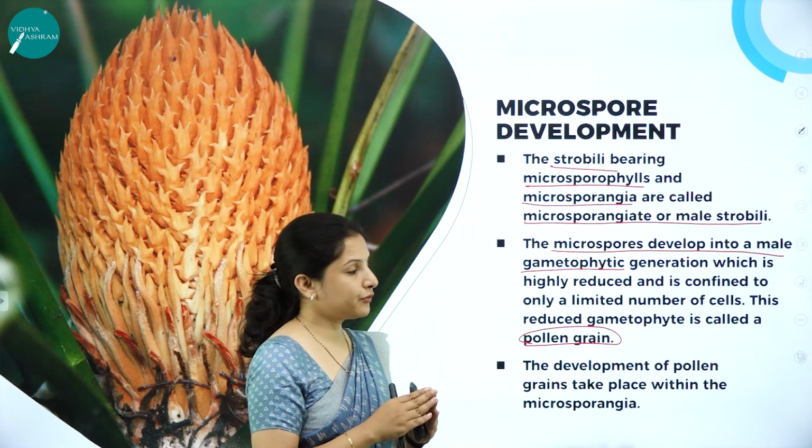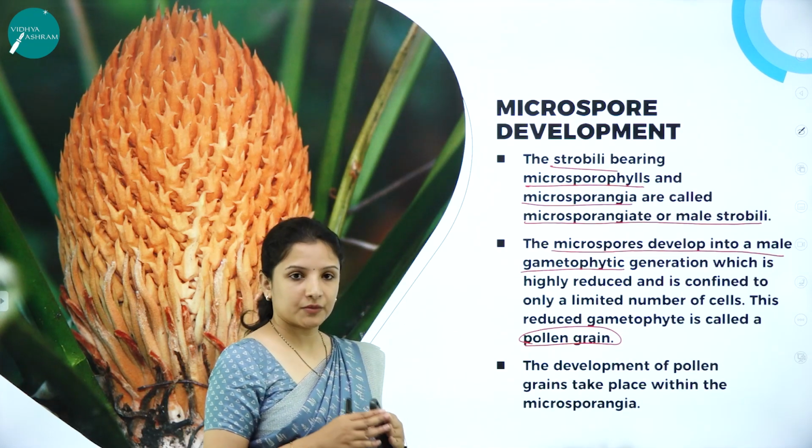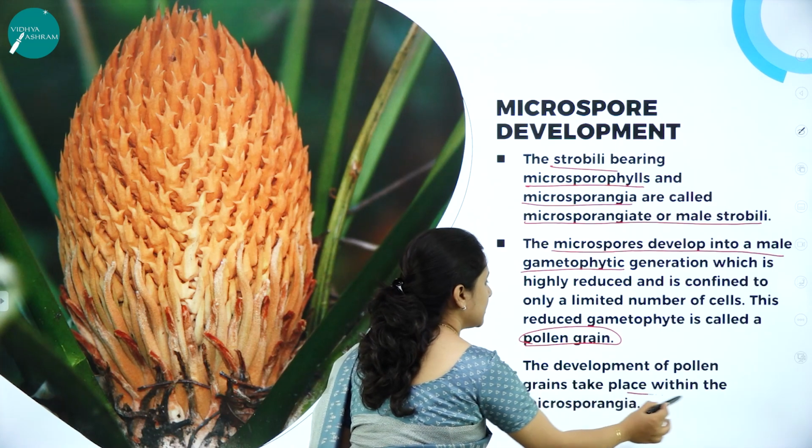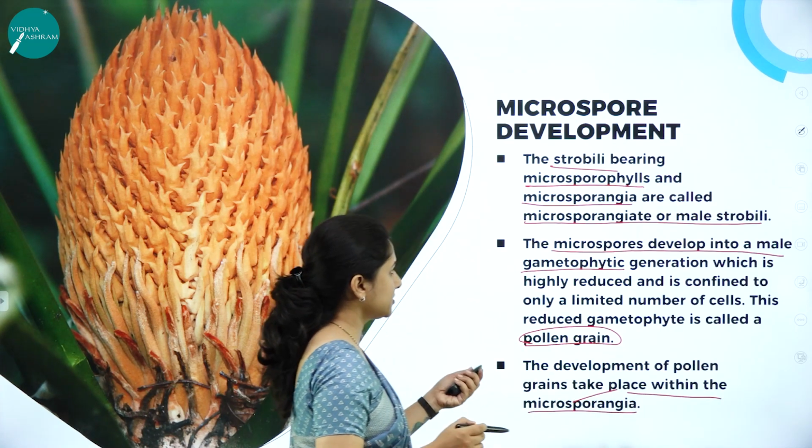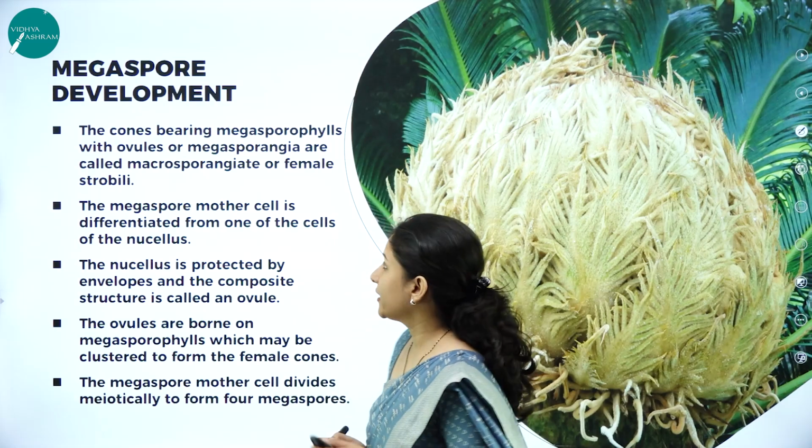So therefore, it will produce the pollen grain. And the development of the pollen grain always takes place within the microsporangia. Already explained to you, it is understood. Next, talking about the megasporangia.